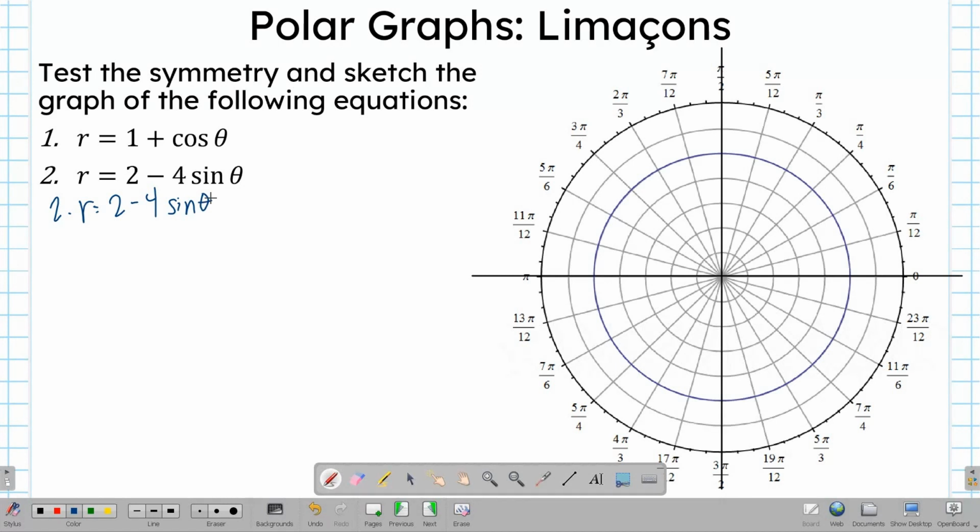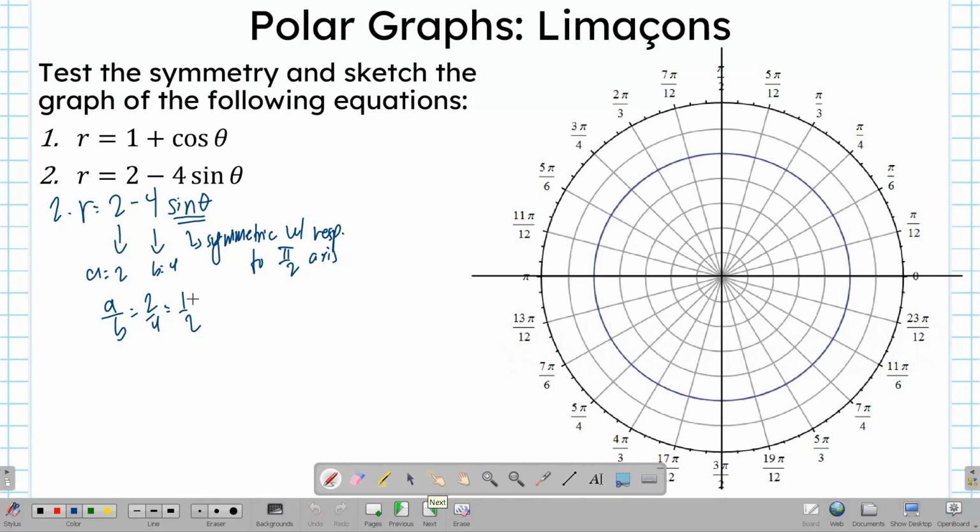Based on this, it is a limaçon. Specifically, since it's sine theta, the limaçon is expected to be symmetric with respect to the pi over 2 axis. And since a is equal to 2 and b is equal to 4, the ratio is 2 over 4, which is equal to 1/2. Sorry, not between 1 and 2, but less than 1. So therefore, the graph is a limaçon with an inner loop.